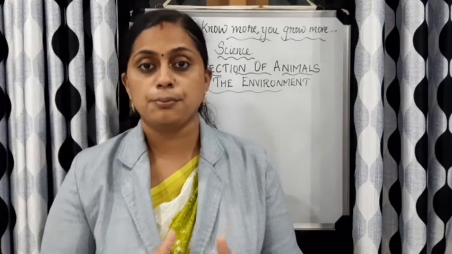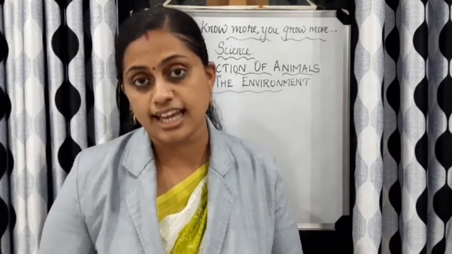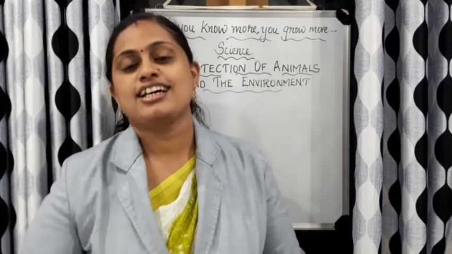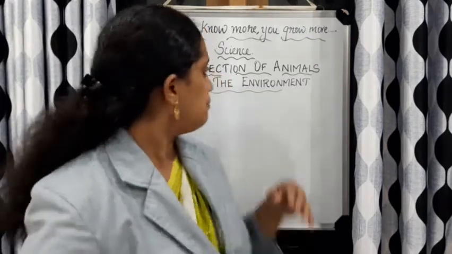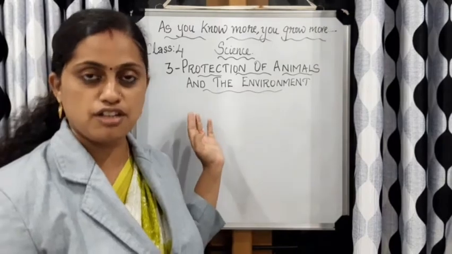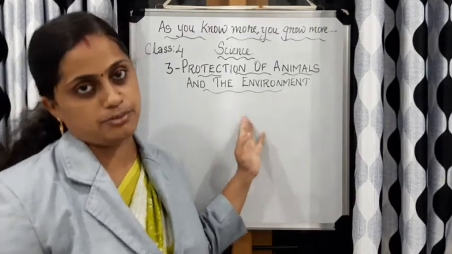Okay, children, let us see how we have to take care or protect our domestic and pet animals. Are you ready to see that? Yes, all these things we are going to learn in our fourth lesson from Term 2B textbook. The name of the lesson is Protection of Animals and the Environment.